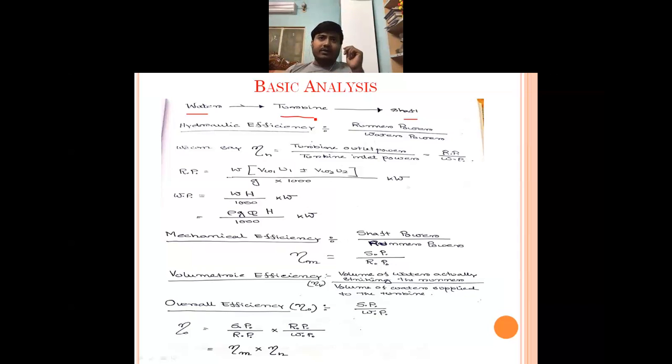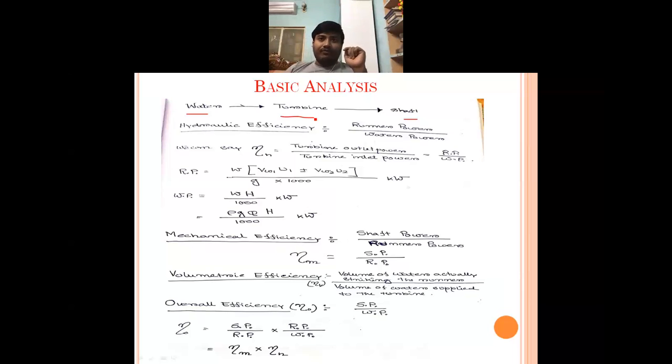There are three types of power available. One is water power, then the energy available in the turbine. After the conversion in the turbine runner, the power available at the outlet of the turbine is known as runner power. Then from the runner power, it will be transmitted to the shaft, and that is known as shaft power. So three powers are available.